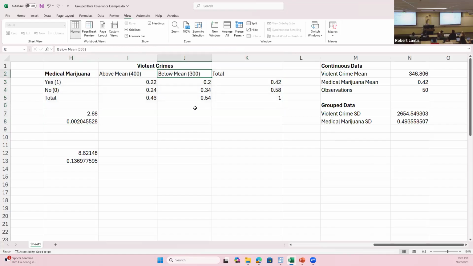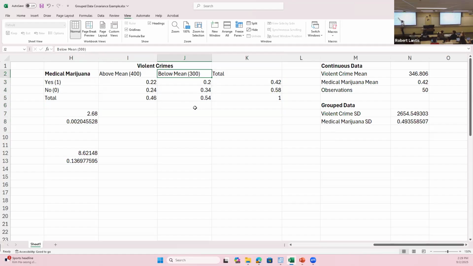So I kind of chose 400 and 300. You could think of this as above or below the mean. I made this a little bit easier, right? I said the proportion of states that have medical marijuana legalized, and let's say for those that have an above average mean, the average violent crime rate was 400. So I'm giving you that value instead of the actual mean, okay?